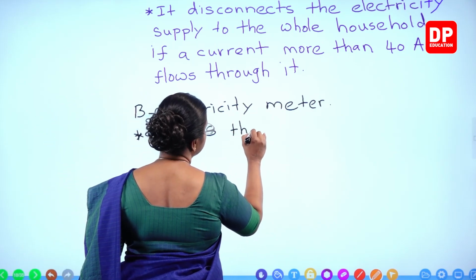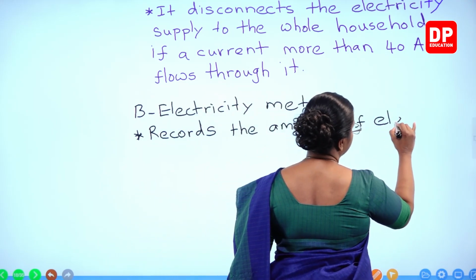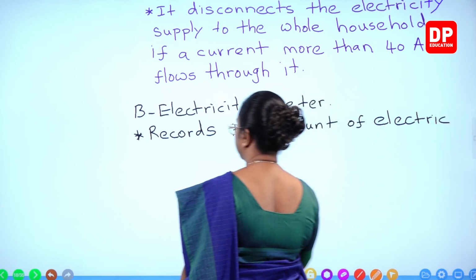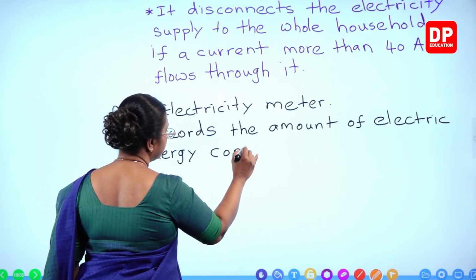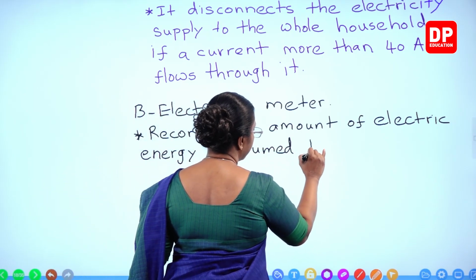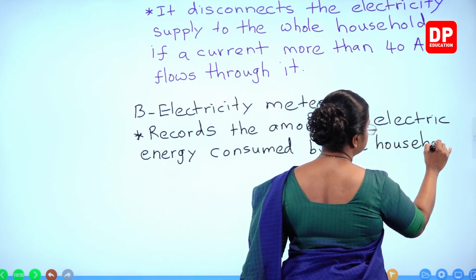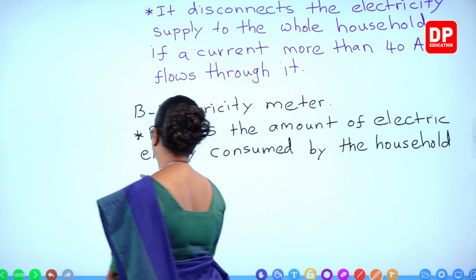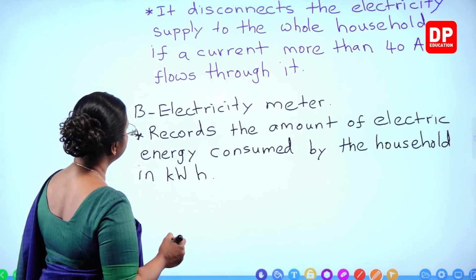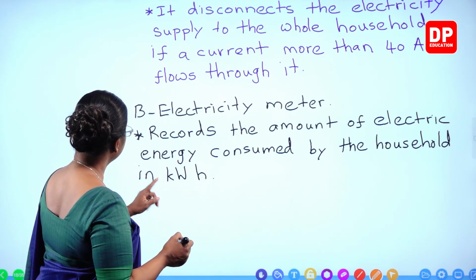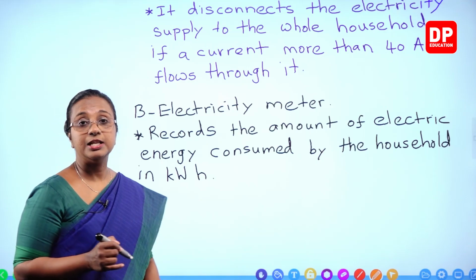Records the amount of electric energy consumed by the household in kilowatt hours. The commercial unit of measuring electric energy is kilowatt hours. It records the amount of electric energy consumed by the household in kilowatt hours.